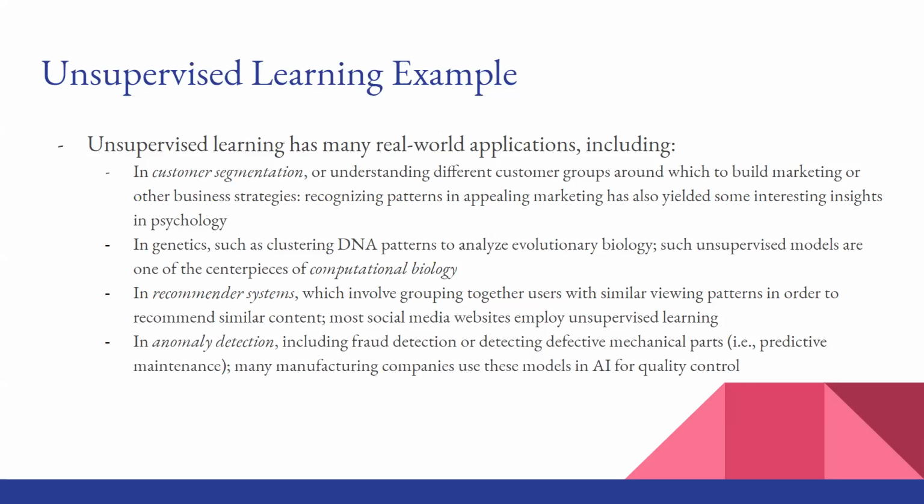And the recommender systems, which involve grouping together users with similar viewing patterns in order to recommend similar content. Most social media websites employ unsupervised learning. This can also be commonly seen in sites such as Amazon, where there are suggested purchases depending on your age group or the group that you normally buy in, or the shows you watch on, say, Netflix, Hulu, or whatever show streaming service you prefer to use. It's also available in anomaly detection, including fraud detection or detecting defective mechanical parts, which is predictive maintenance. That's where some of the predictions and forecasting comes into play.